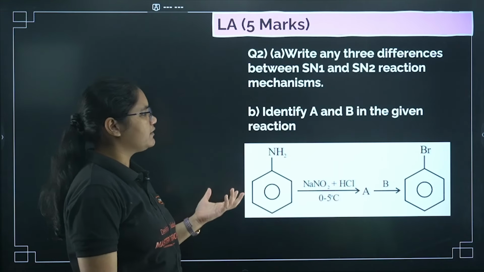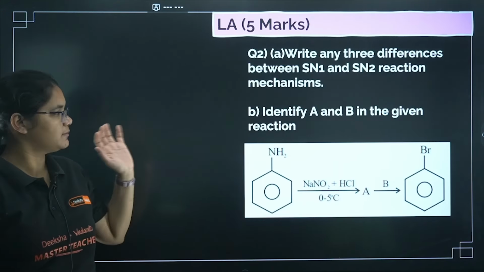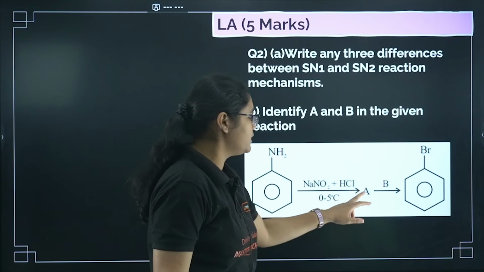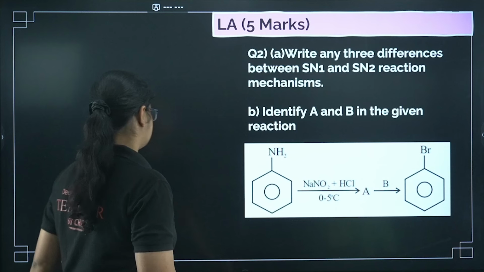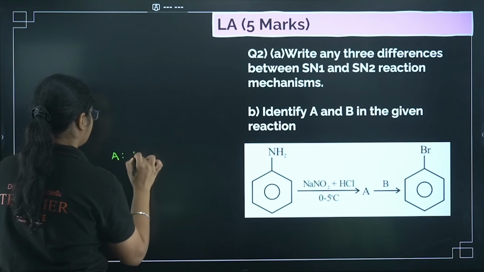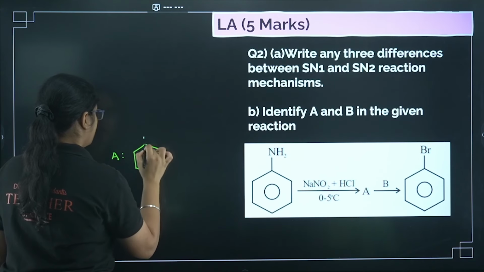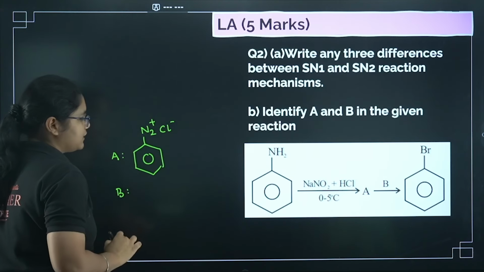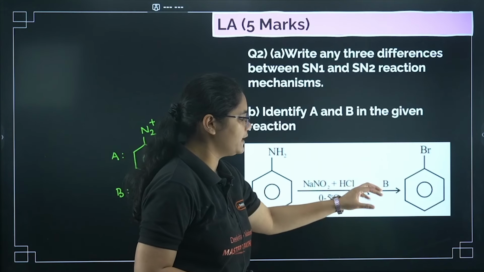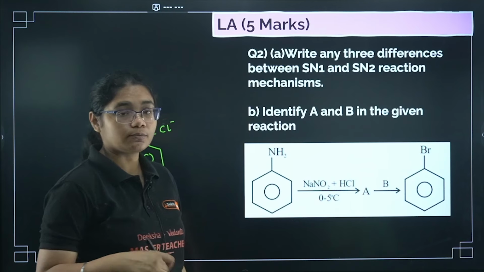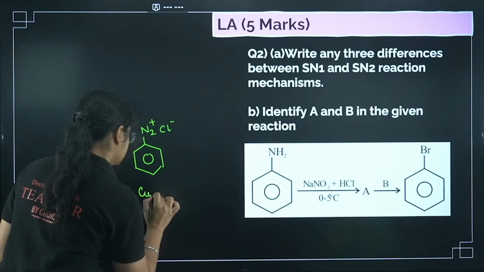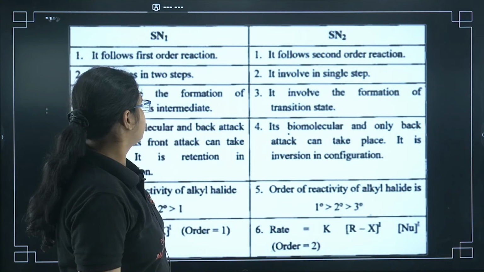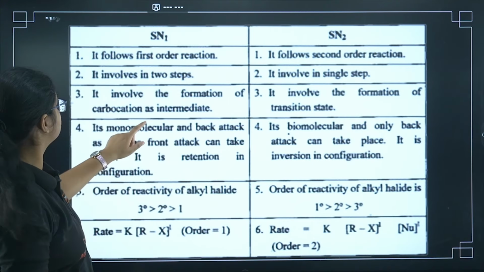Next, write any 3 differences between SN1 and SN2. I'll show you some differences, we'll discuss that. Next, identify A and B in the given reaction. Okay, this is very simple. So this one is diazotization. So what is A here? A will give you N2 plus and Cl minus. Next, what is B here? Once this is benzene diazonium chloride, then what reagent can be added to convert it into bromobenzene? So you can use CuBr. Clear?